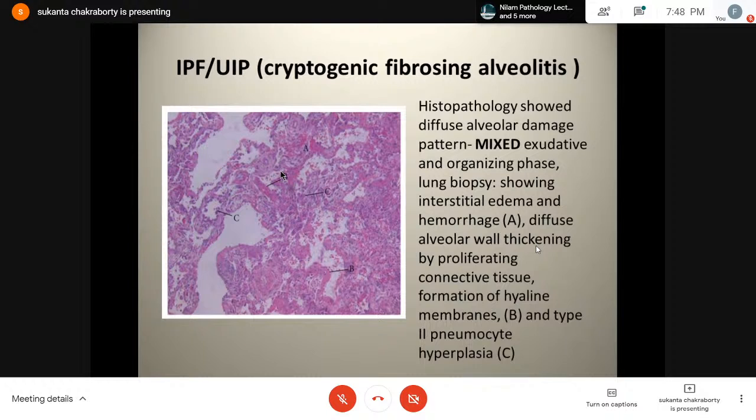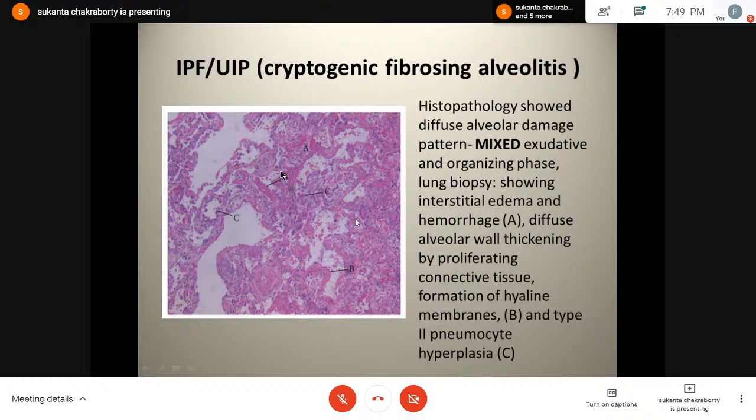So IPF has UIP as its histological counterpart, usual interstitial pneumonia, and it is also called cryptogenic fibrosing alveolitis. It is the preferred term in European literature, and histopathology shows a diffuse alveolar damage pattern, diffuse damage of the alveoli, but the common form is mixed exudative and organizing phase. Exudation phase and this organizing phase together in different areas of the lung biopsy is characteristic of UIP.